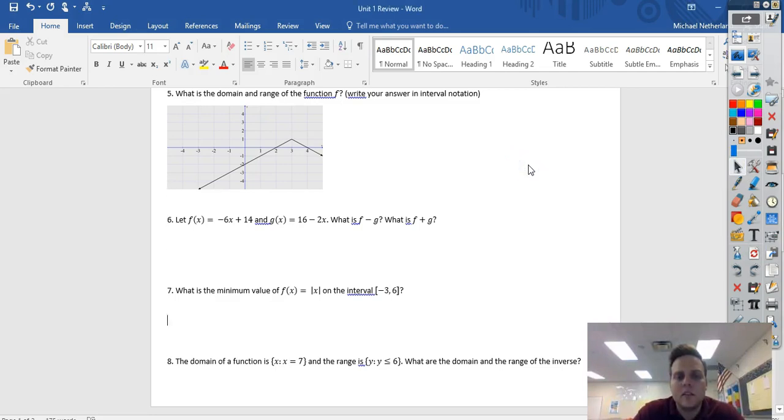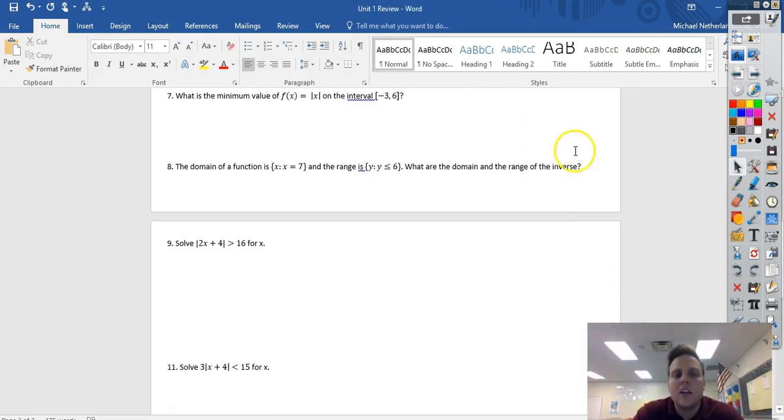Problem 9. Solve for the absolute value of 2x plus 4 is greater than 16. Guys, still the same first step. Do I have the absolute value solved by itself? Yes, I do. So I can start off saying 2x plus 4 is greater than 16.